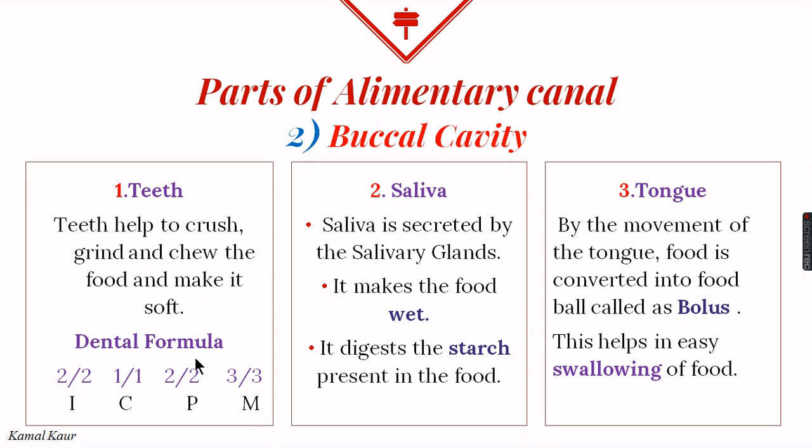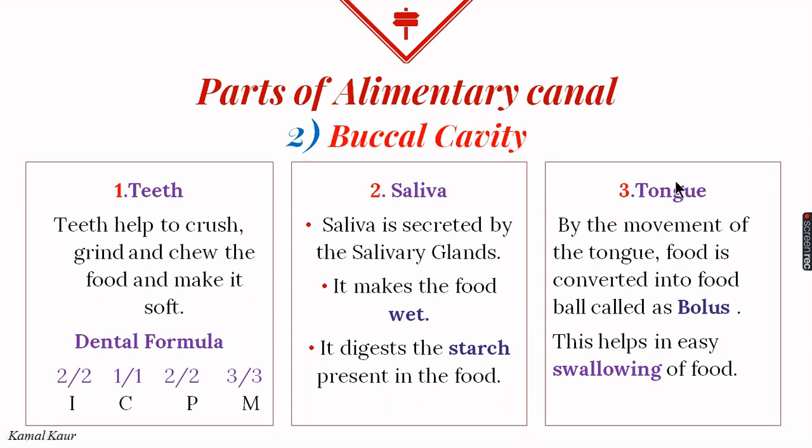The second thing in the buccal cavity is saliva, which is secreted by the salivary glands. It makes the food wet, but most importantly, it digests the starch present in the food. It means as soon as we put food inside the mouth, the digestion already starts, and the first thing to be digested inside the body is starch.